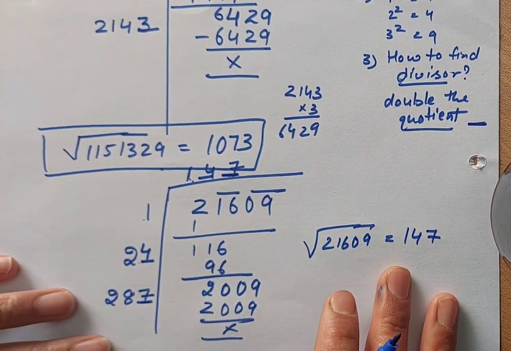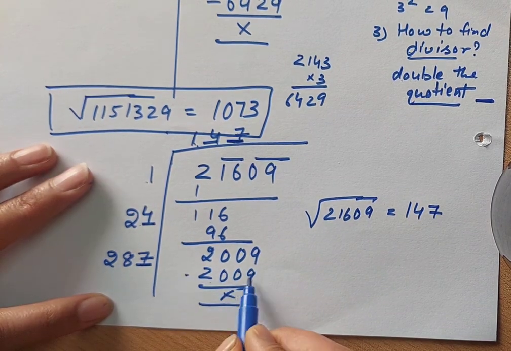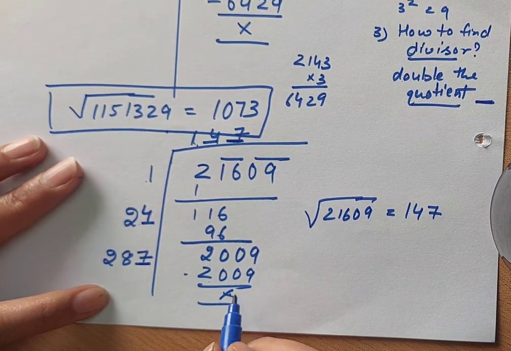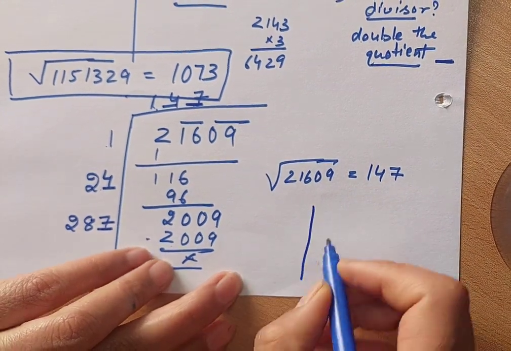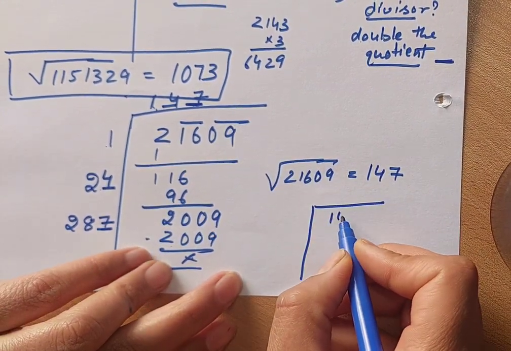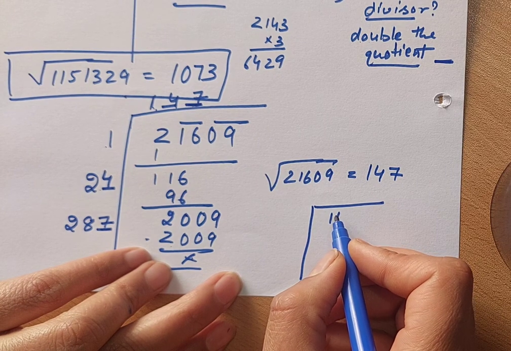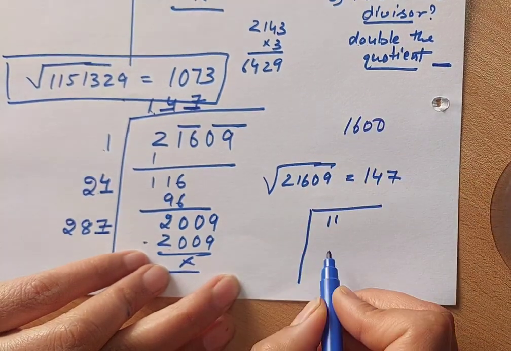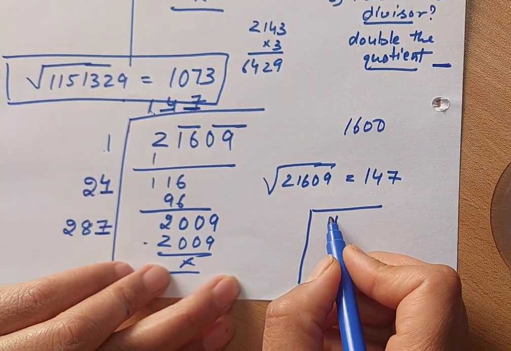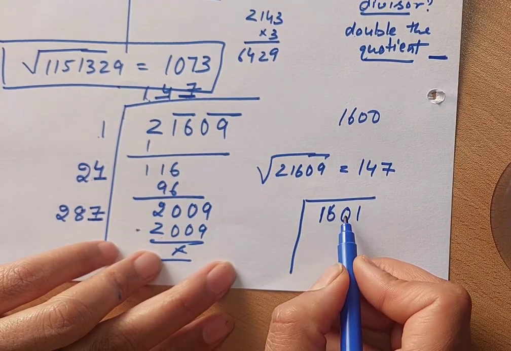You may check it. Okay, if some number is not divisible, meaning in the end you're not getting the same number, that means it is not a perfect square. Let's take something else. We all know 1600 is a perfect square, no? Okay, 1600 is a perfect square, so 1601 is not a perfect square, no? Let's try sorting it out.